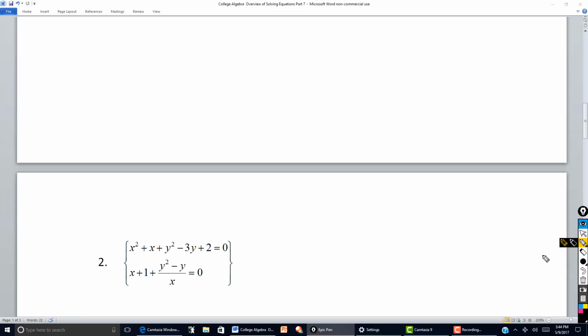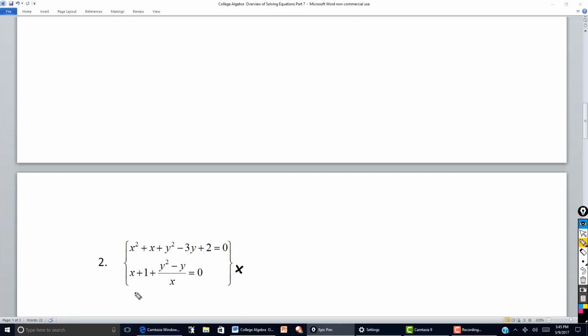Now the next one, a little bit more complicated. Look at the first equation. The second one has an x over here in the bottom, this term right here, so always clear it of fractions. So I'm going to multiply the second equation here by x.